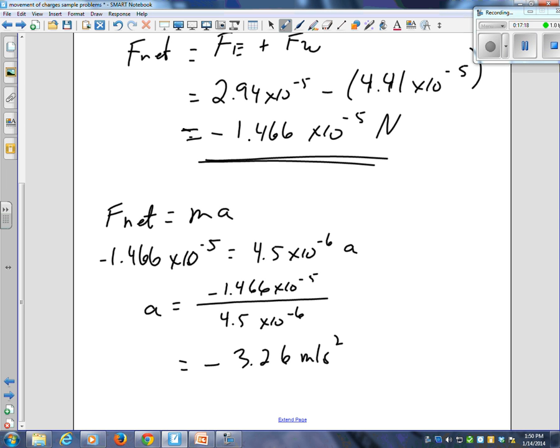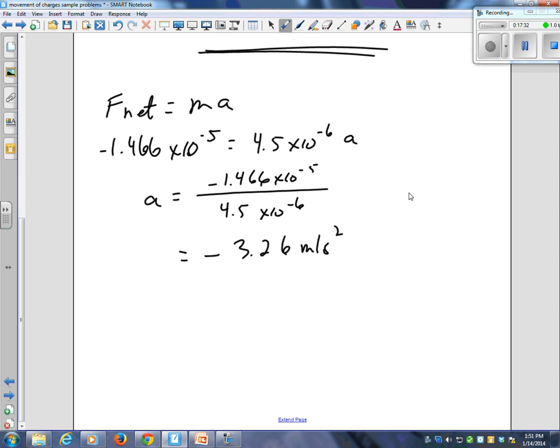Is that the final answer? Kind of. No, because it says how fast is it traveling after 1.5 seconds, and how far will it have fallen. Hey, Mr. Bennett, that's review from the first unit. Why would you do that, Mr. Bennett? Thanks for the review. We're gonna have to do it anyway. Exactly.